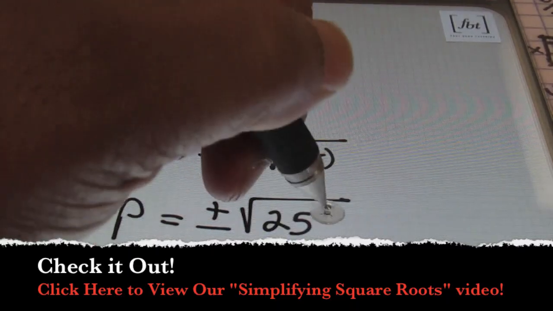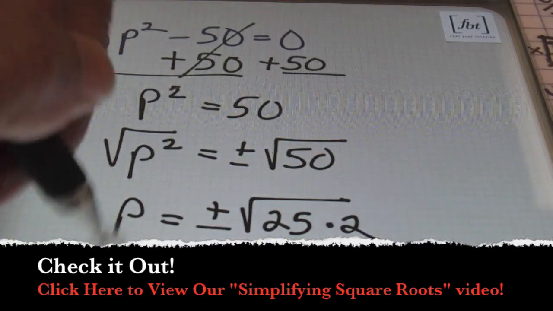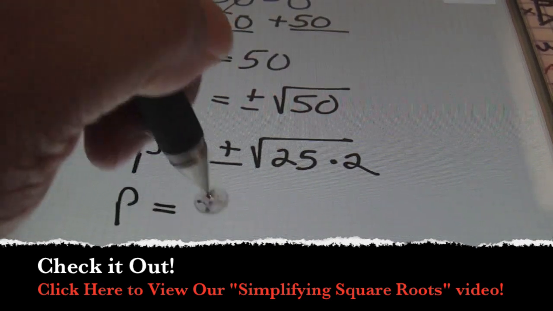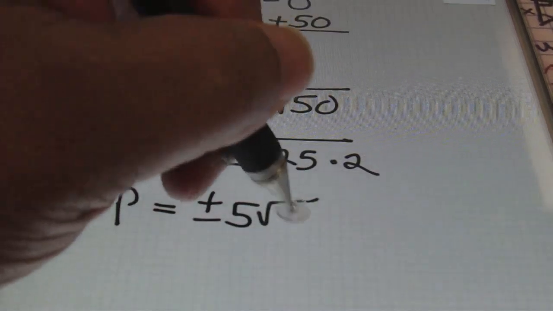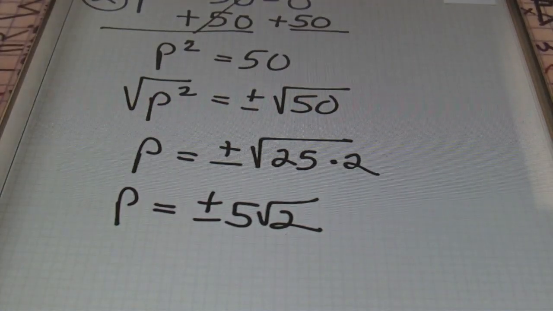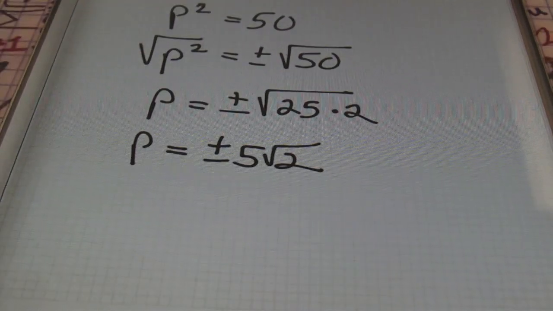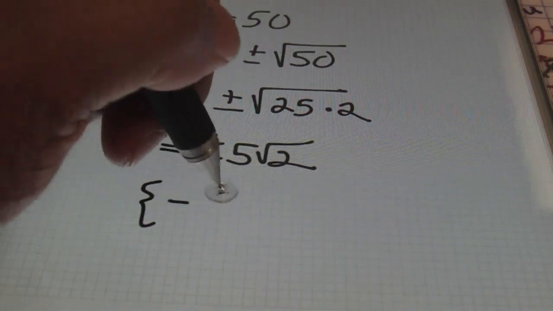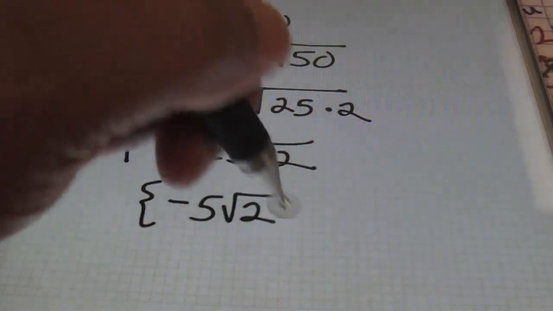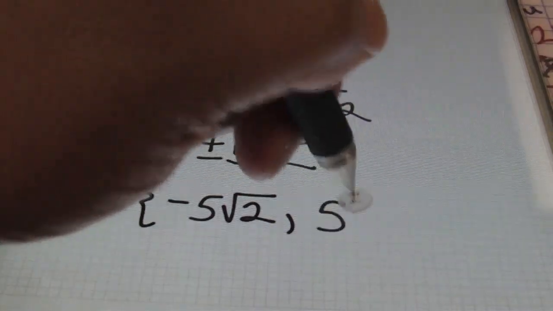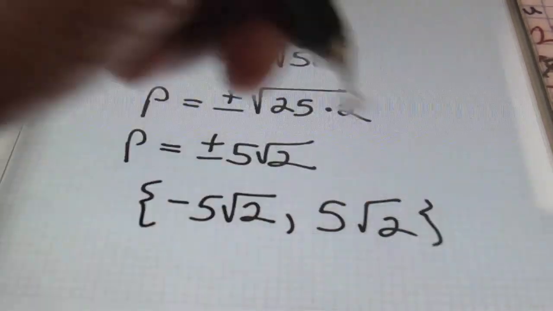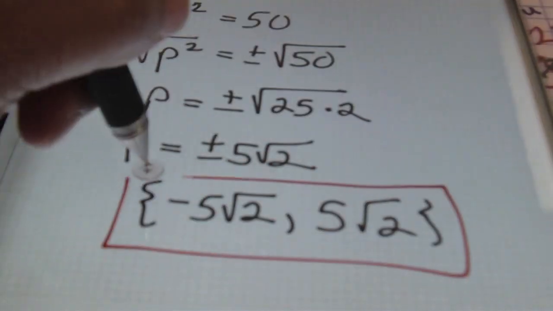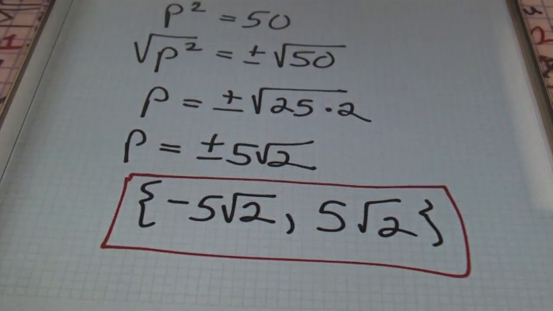So I can break this down into the square root of 25 times 2, and then from there, I'll be able to say the square root of 25 is 5. So that leaves me with a result of plus or minus 5 square root of 2. If your teacher prefers you to expand it, then you can write a solution set that reads negative 5 square root of 2 and 5 square root of 2 as your solutions, ladies and gentlemen. So remember, it's plus or minus on that right side of the equal sign when you're working these problems out.